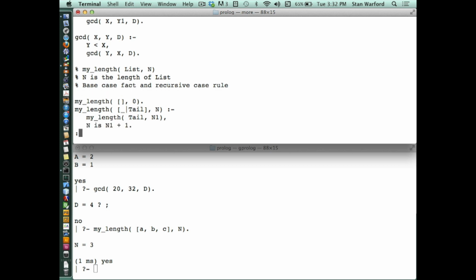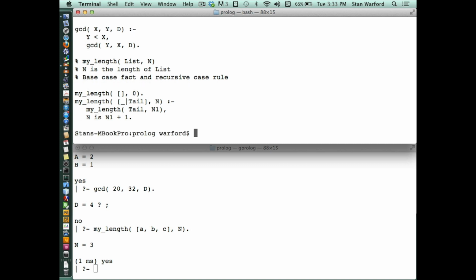It's the other way around. Because we're computing, we want n to get the value, and n1 has been instantiated by the time we succeed that goal. Are you with me? Yeah. That was a little tricky, huh? So you kind of have to think about what's going on there. Can you say that one more time?